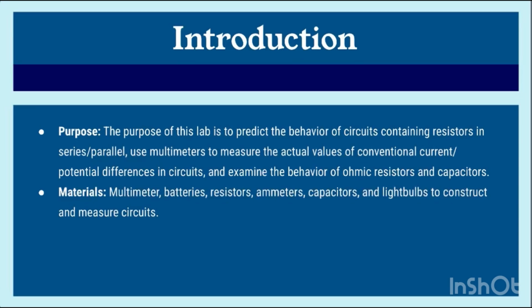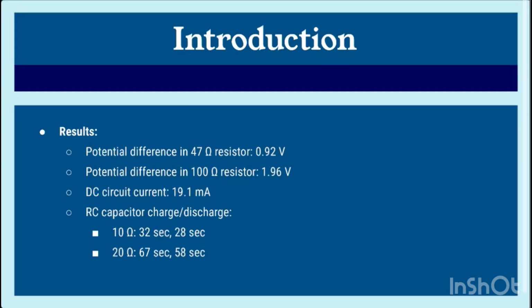The purpose of this lab is to predict the behavior of circuits containing resistors in series and parallel, using multimeters to measure the actual values of conventional currents and potential differences in circuits, and examine the behavior of ohmic resistors and capacitors. Some materials used in this lab were multimeters, batteries, resistors, ammeters, capacitors, and light bulbs to construct and measure the circuits. Here's a preview of the results of this lab.